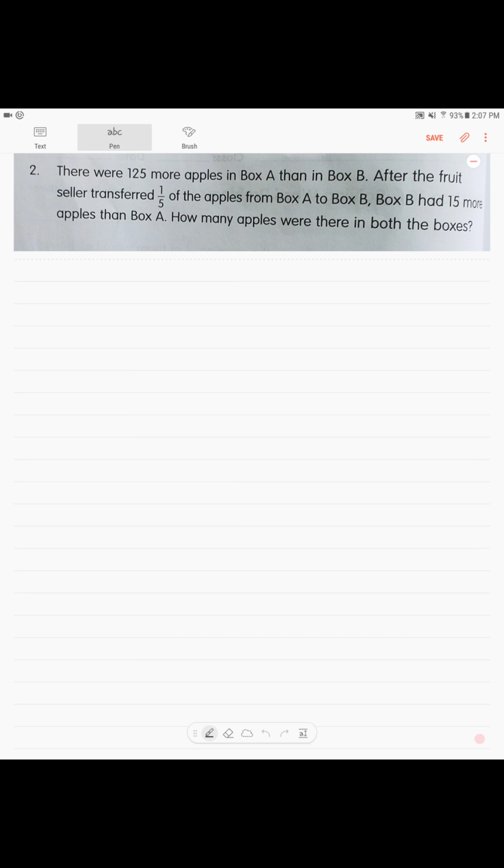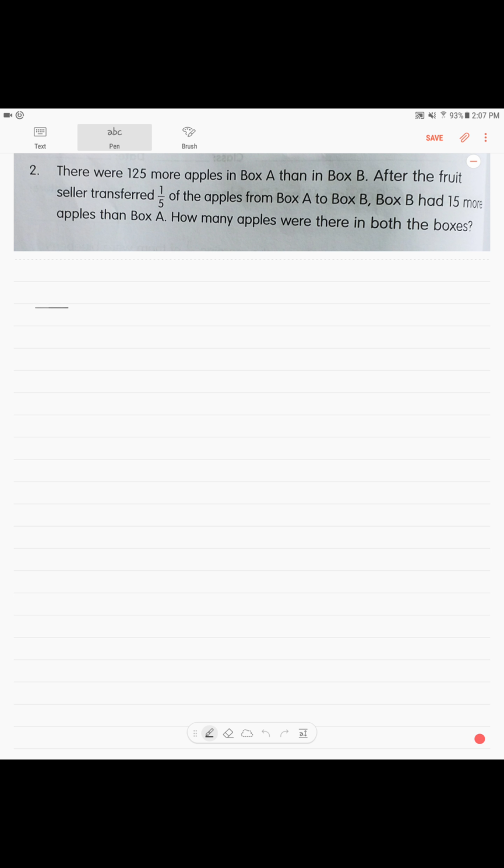All right, problem number 2. Okay, take your time to read the problem. There were 125 more apples in box A than in box B. After the fruit seller transferred 1/5 of the apples from box A to box B, box B had 15 more apples than box A. How many apples were there in both the boxes? Alright, so in order to solve this problem, again, model drawing is critical. When you draw it, you start to understand what's going on.